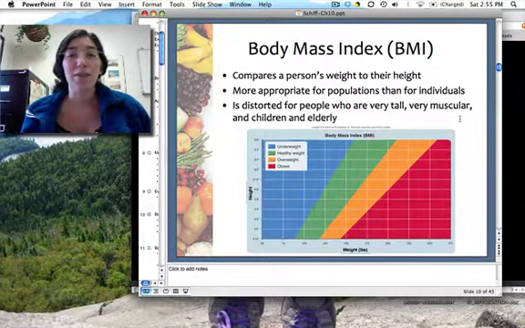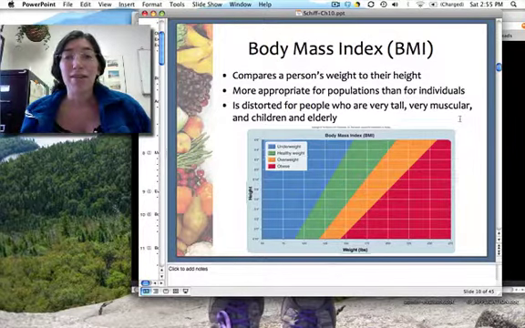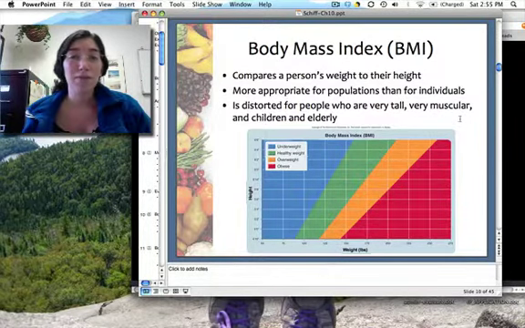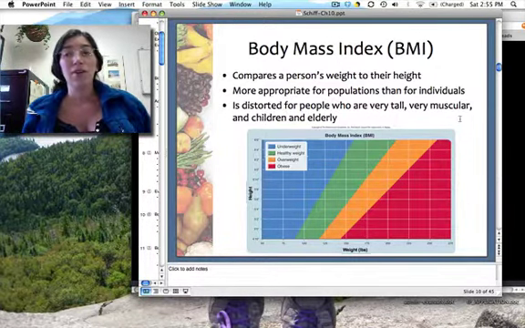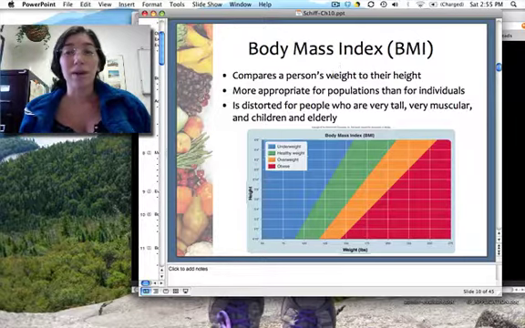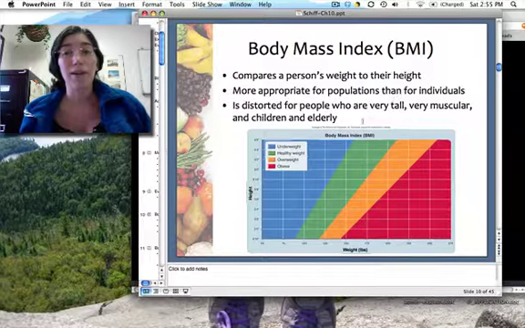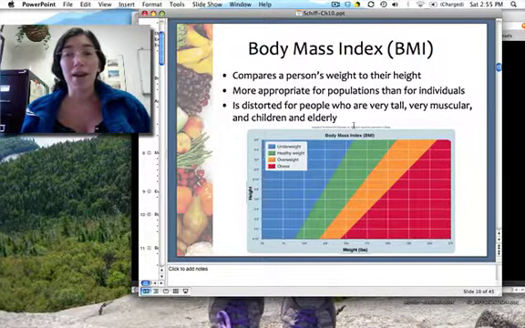So here's the thing with BMI. It's, like I said, designed for populations, not always good for individuals. And the individuals who it's skewed for are people who are very tall. So their little weight to height ratio is skewed because they're extremely tall. So it might seem like they weigh a lot, but that's because they're very tall.